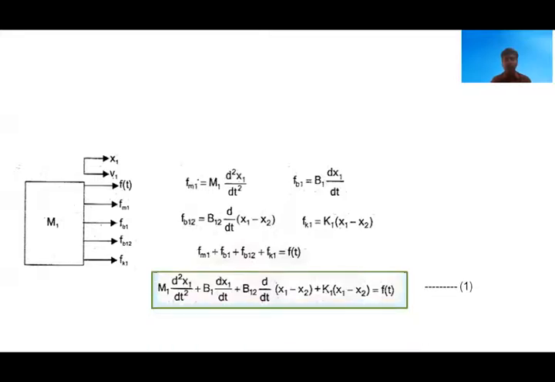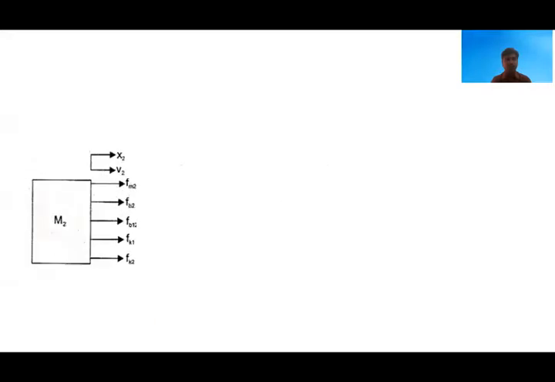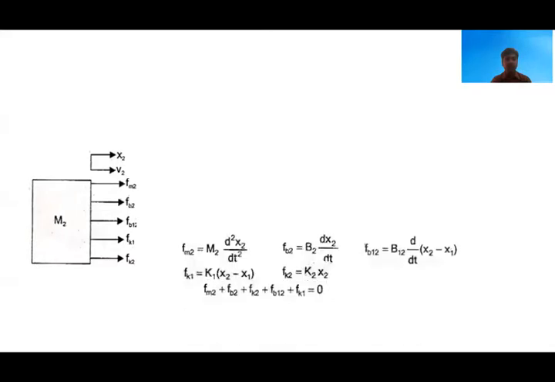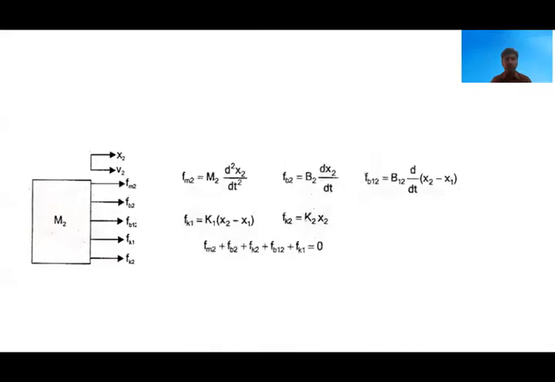And say this is equation number 1. This is the first differential equation obtained. And from the second free body diagram, similarly, if we write the opposing forces in the force balance equation, we will have m2 d square x2 by dt square plus b2 dx2 by dt plus k2 x2 plus b12 d by dt of (x2 minus x1) plus k1 into (x2 minus x1) is equal to 0.